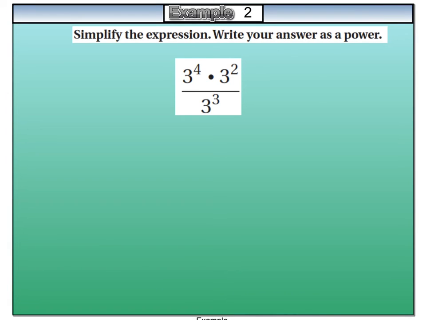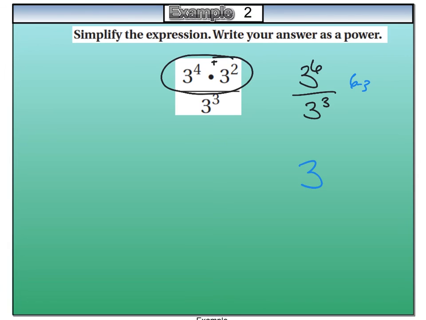Now we're going to do both multiplying and dividing. We're going to do both the products and the quotients. So let's do the top first. 3 to the 4th times 3 to the 2nd. Remember, we're going to add our exponents, so we get 3 to the 6th over 3 to the 3rd. Now we're going to divide, so we're going to do 6 minus 3. We get 3 to the power of 3. So you're going to kind of do them in 2 steps.